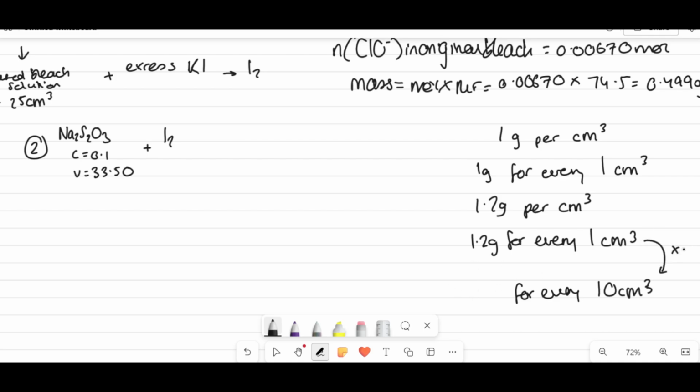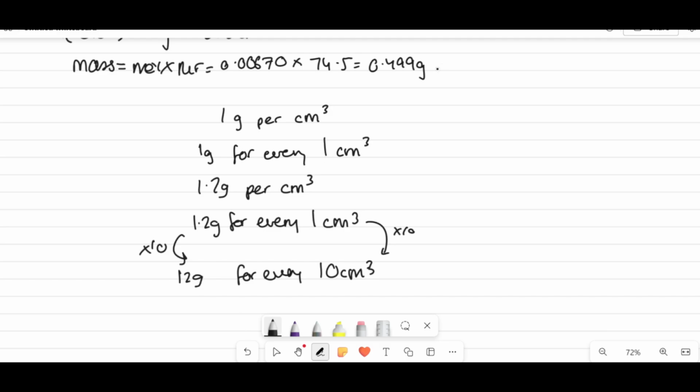Well, from here to here times by 10, from here to here times by 10. So now you know that you have 12 grams for 10 centimeters cubed, as our volume is 10. Also, you can use density equals mass over volume, but if you're ever stuck with units, that's a thing you can do. So therefore, the mass of the bleach, and make sure you write your working because you'll get the method marks if you screw this up, is going to be 10 times 1.2, which is just 12 grams.